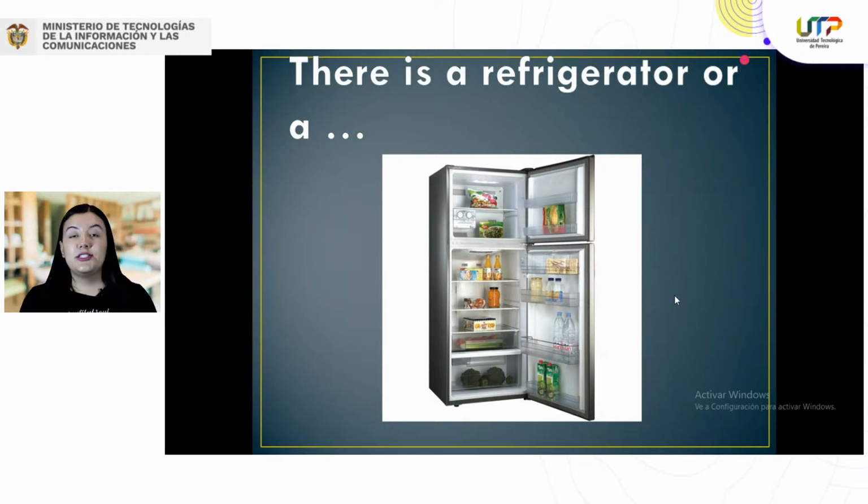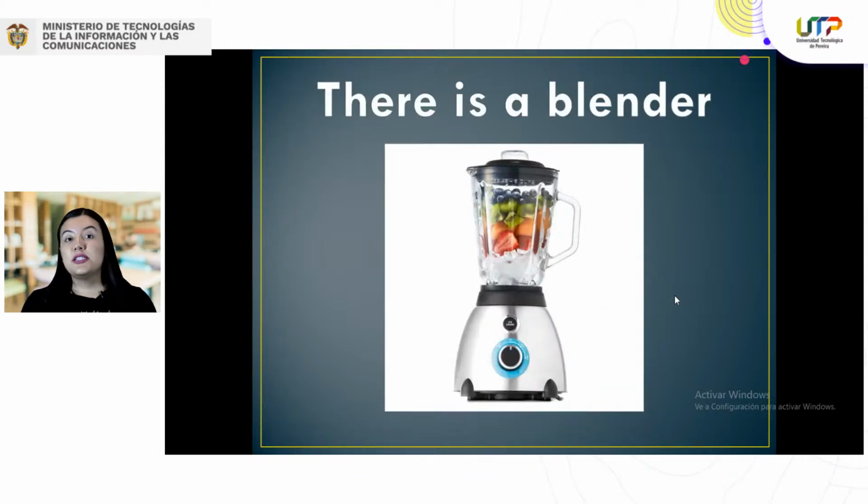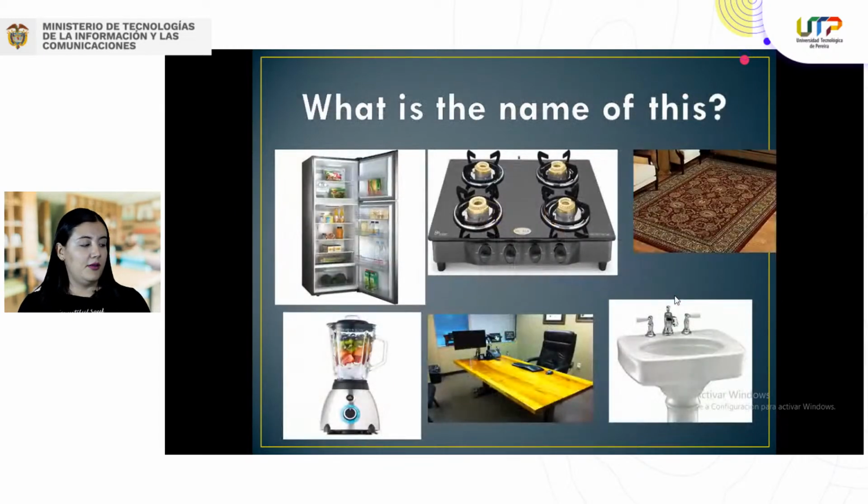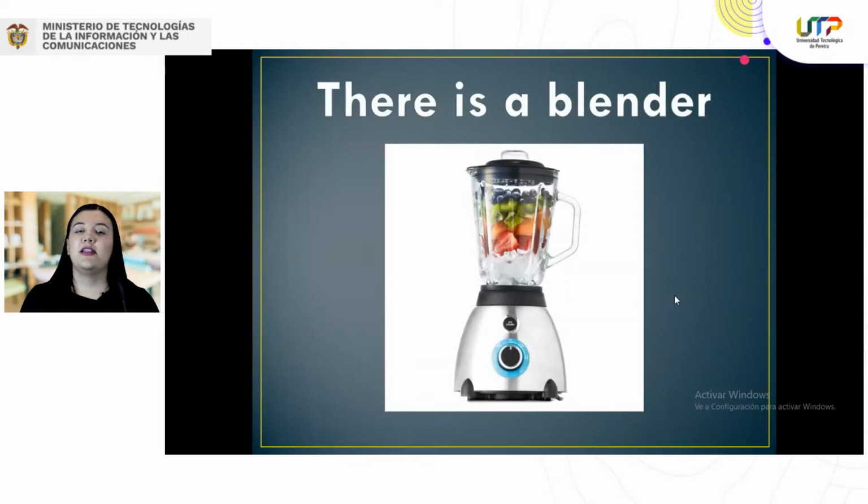And the refrigerator, we can also call it the fridge. So there is a refrigerator or there is a fridge. Both are possible. There is a blender. And those are the things that we have in the kitchen.